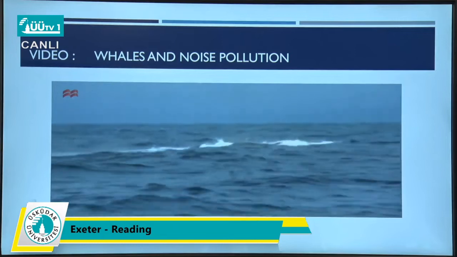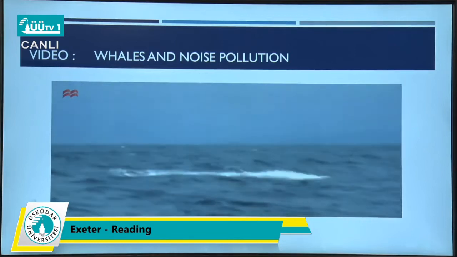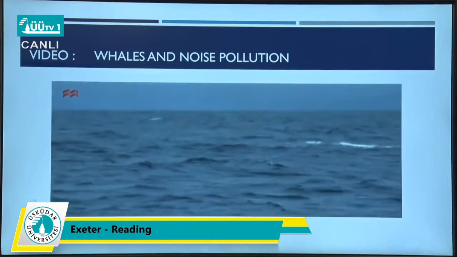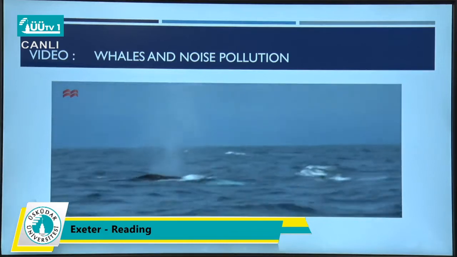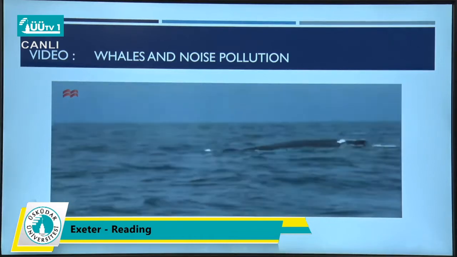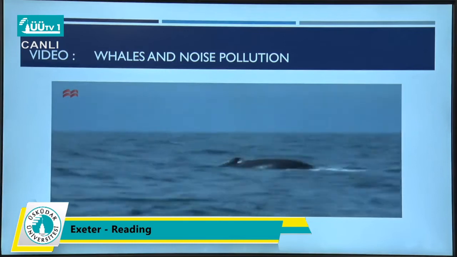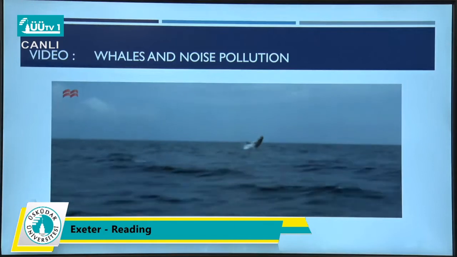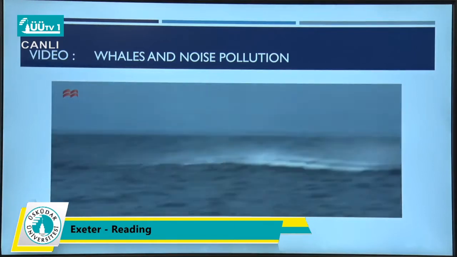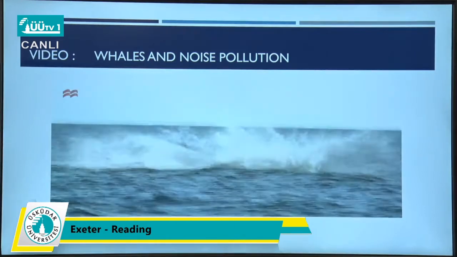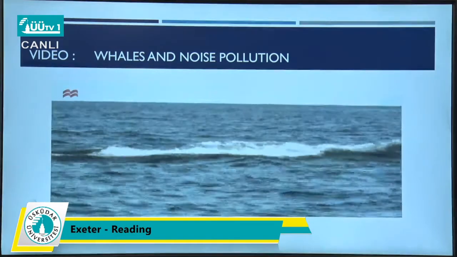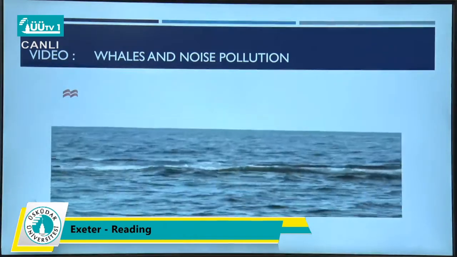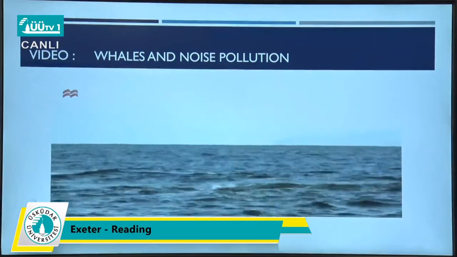Shipping, fishing, and the military are all responsible for a level of noise pollution. Whales and dolphins rely on their hearing to hunt, communicate, and navigate, and noise pollution could interfere with all of these activities. Scientists plan to use this network to develop a warning system to notify them when whales approach areas with high noise levels.